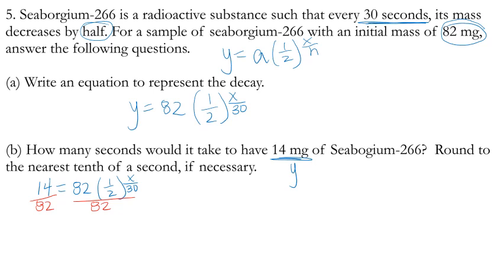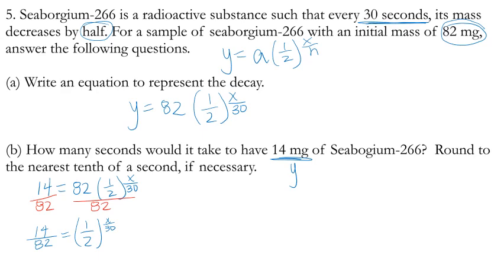And I'm going to do my best not to plug anything into my calculator until I am at the very end. The reason is that we don't want to have rounded values and then start taking operations on those rounded values. Then we lose some of our accuracy. So leave it as a fraction, leave it as an exact value. Don't plug it into your calculator quite yet. So I divide by 82, and I end up with 14 over 82 is equal to 1/2 to the x over 30. Notice that I just isolated that exponential part, the base with the exponent on it.